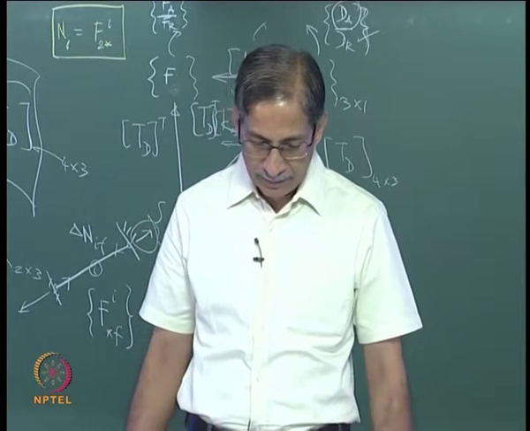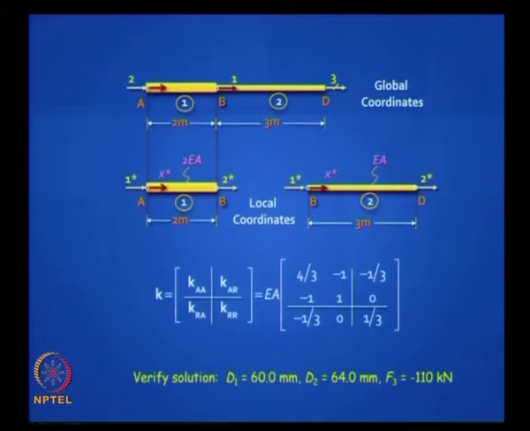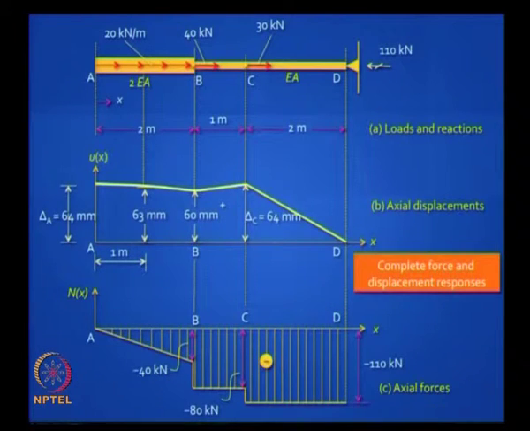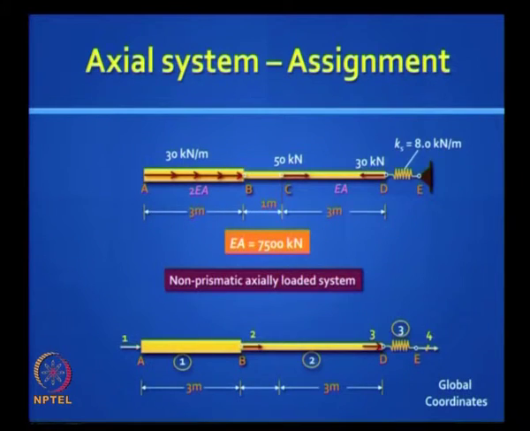But you have 2 degrees of freedom. I am not going to solve the problem, I am giving you the answers, check it out. The answers turn out to be 60, 64, just check it out. This will be your diagram. The problem that I have given you in the assignment is this one. This is the problem that you have got in the assignment.